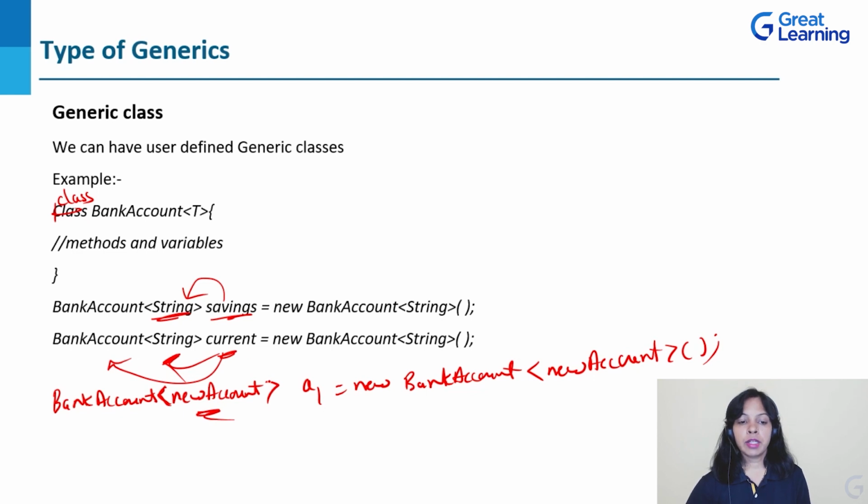Getting it? But make sure that this should be a class or a type already defined in Java. Like String is already a defined class in Java, right? So if you are specifying a type here, then it should already be a defined class somewhere. Then only you can use it as a type here. But yes, you can make use of it. So this is how we can have a user defined generic class in Java.